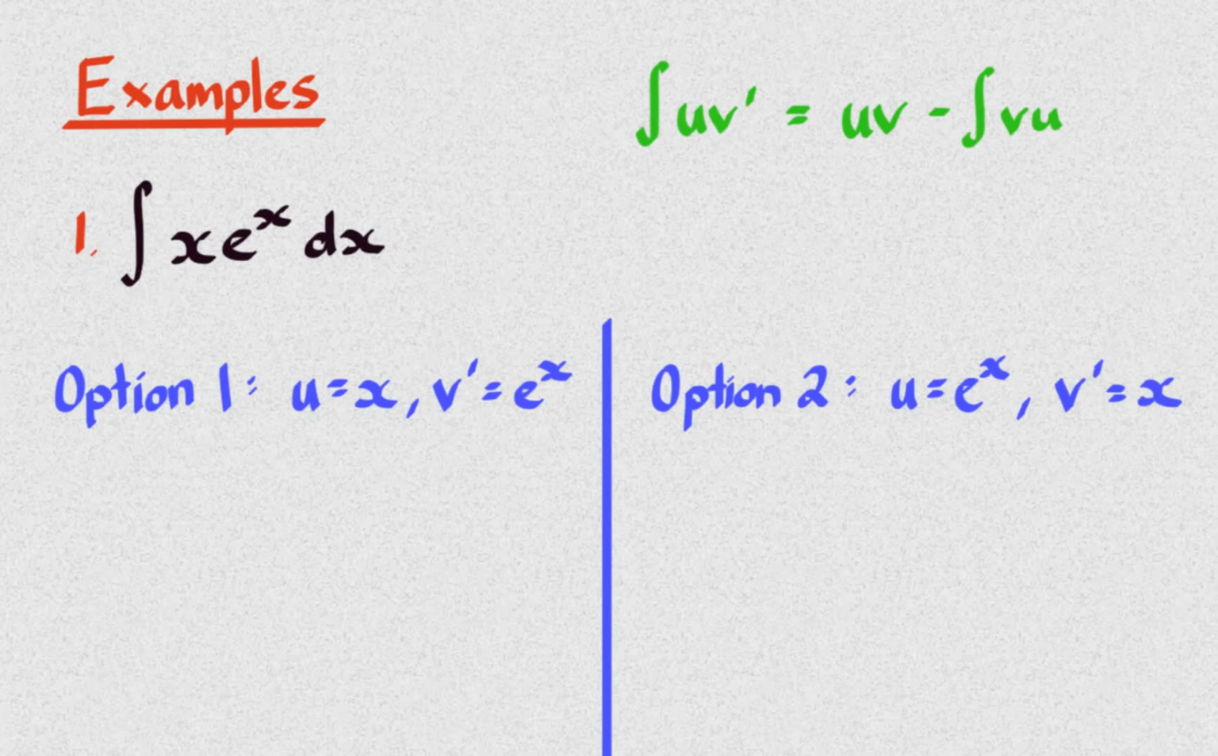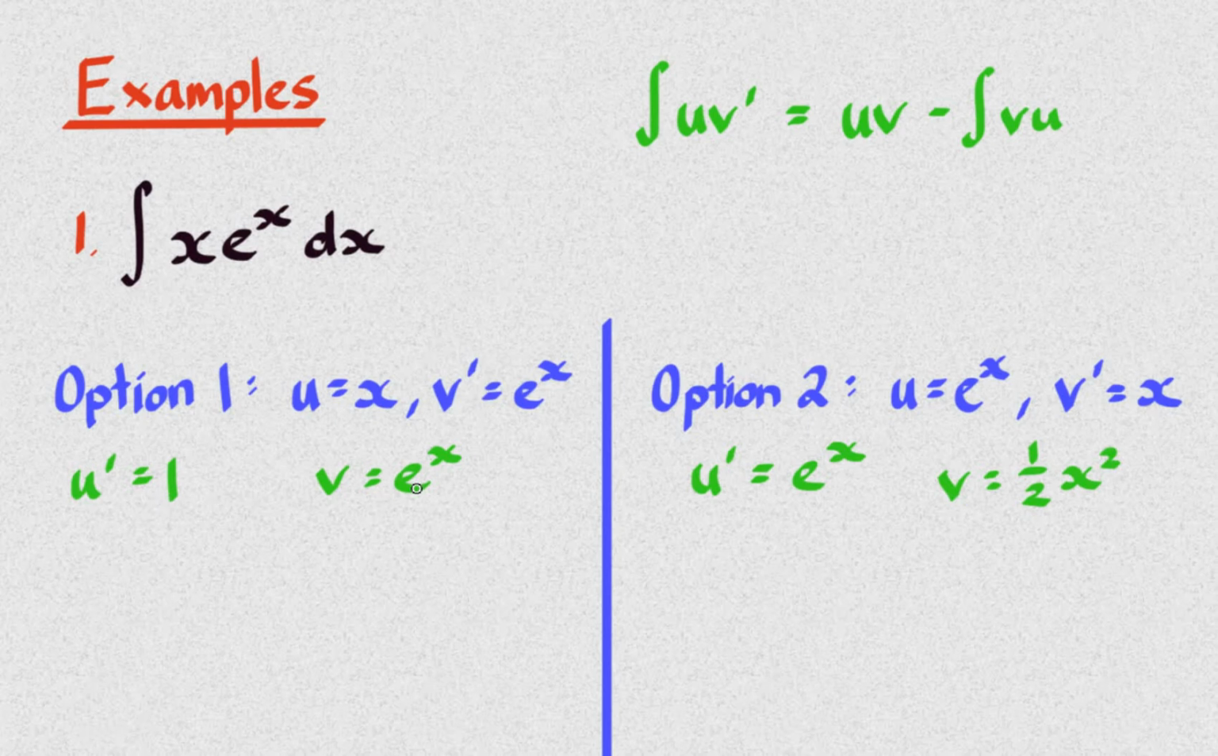Alright, let's do these two options side by side, one step at a time. And so the first thing to do is just to find our u dash and our v. So we need to differentiate our u, so u dash equals 1 in this case, and over here u dash equals e to the x. And then we need to integrate to get our v. So we get v equals e to the x over here, and over here the integral of x is half x squared.